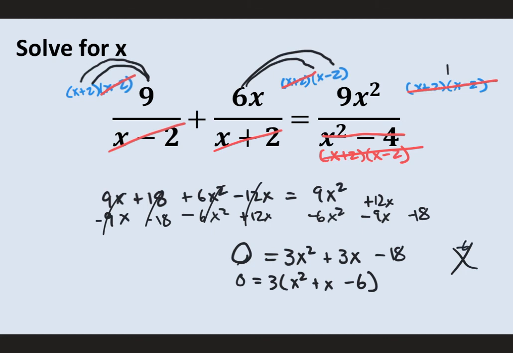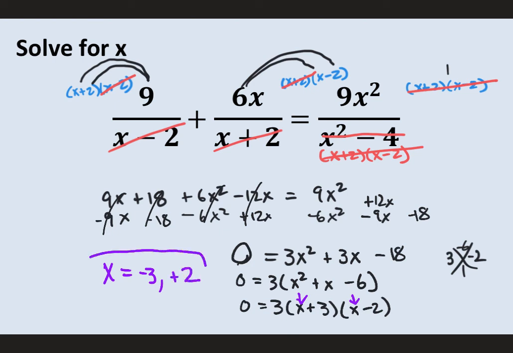And then I'm going to say, all right, hopefully this is a diamond problem. Anything multiply to negative 6 and add to positive 1? And luckily, 3 and negative 2 work. So this is going to become 0 equals 3 times x plus 3 times x minus 2. All right, so now our job is to ask ourselves, what can I plug in to make these equal 0? Well, the two things I can plug in is x can equal negative 3 and x can equal positive 2.